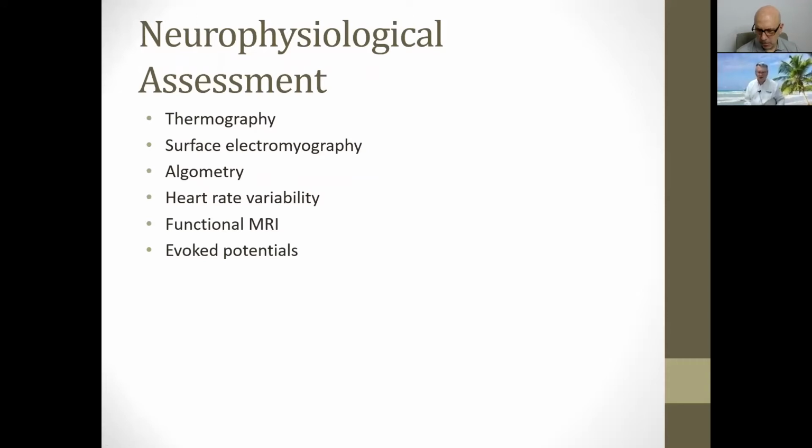Now, this is the part where most chiropractors fall down, and that's the neurological assessment. A lot of chiropractors do little more than a traditional neurological examination, which really in the context of vertebral subluxation is very limited.